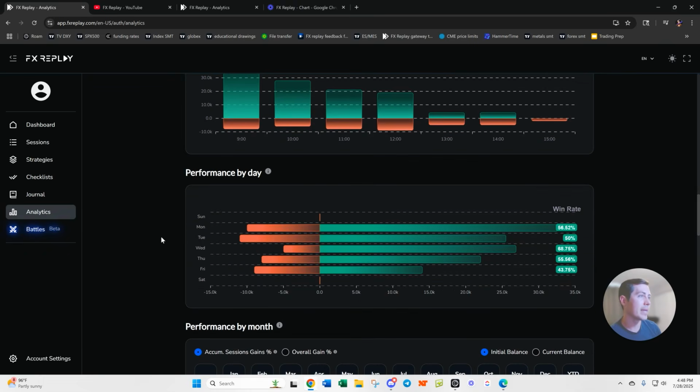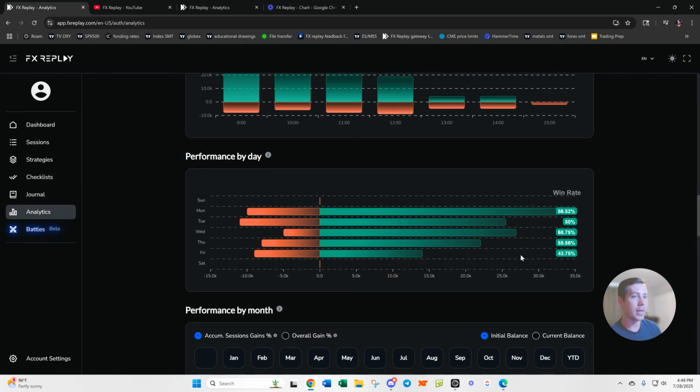Looking at the performance by day, pretty much every day was profitable. Fridays were definitely not as good as the rest. Wednesdays were quite good with it. So again, as you start to build this up, you might get more insights on, maybe you just want to take Fridays off, or maybe potentially Wednesdays, we can up the ante, do a little more risk, or something like that.